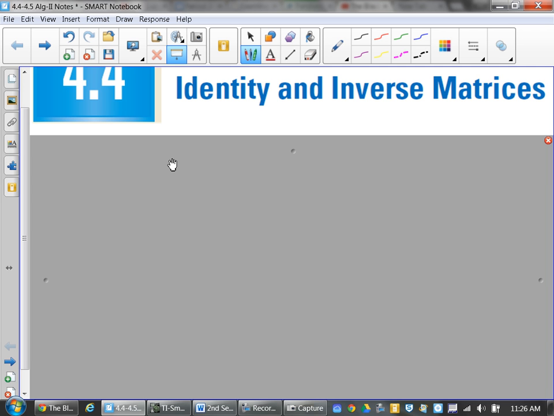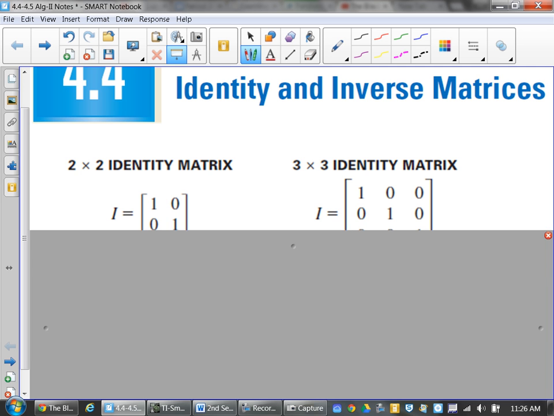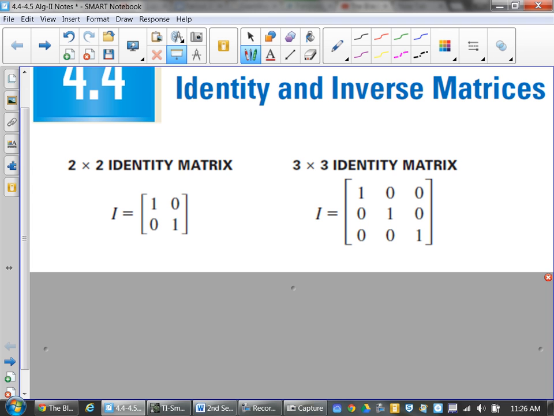An identity matrix is a square matrix that has ones on the diagonals. That's really all you need to know about it. The reason that we have these is for using what's called an inverse. What I want you guys to think about here is how you use an inverse.